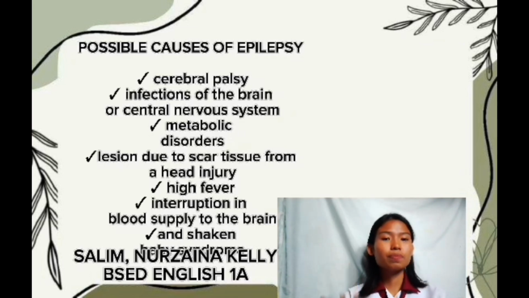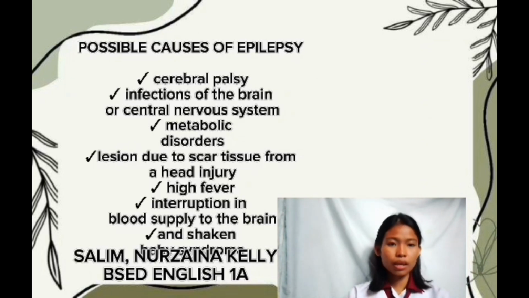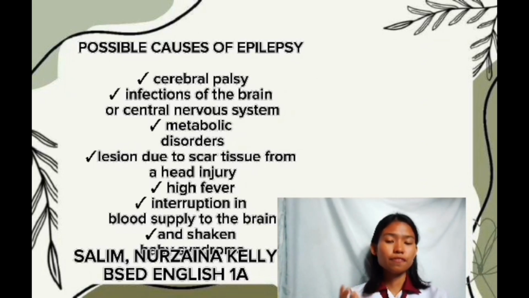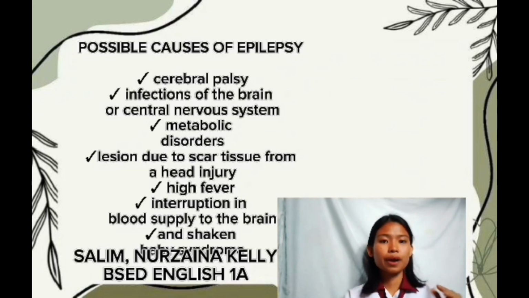Next is the interruption in blood supply to the brain, or also called as stroke. A stroke occurs when blood flow to the part of the brain is interrupted, causing brain cells to die. There are two main types, which first is the ischemic stroke due to blood clot, and hemorrhagic stroke, which is due to bleeding. Symptoms include sudden weakness, numbness, vision problems, and speech difficulties. Immediate medical attention is very important.